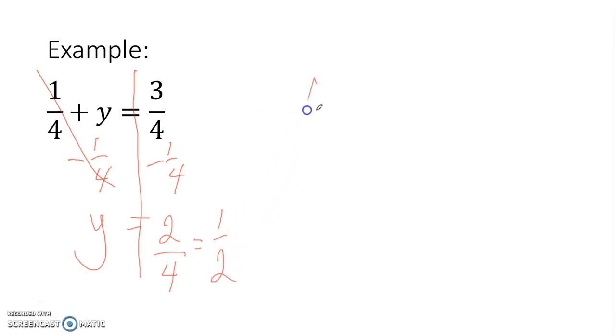Let's check our work. 1/4 plus 2/4, oops, not thirds, fourths, is equal to 3/4. And that we know is true.